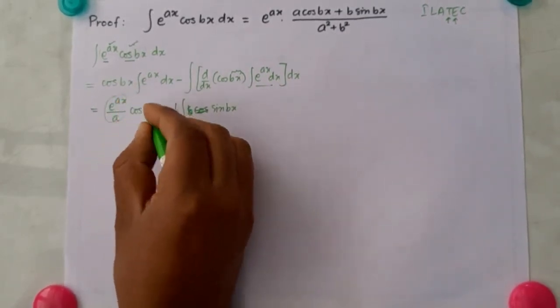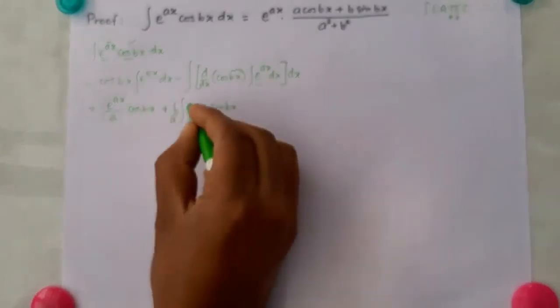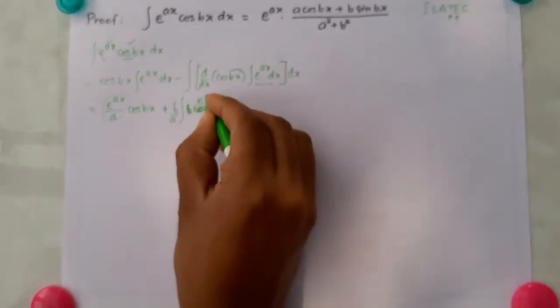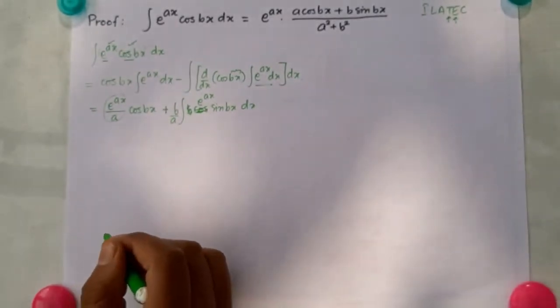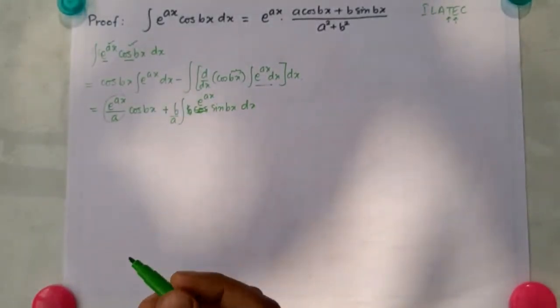This is this much, isn't it? So that's why this a can be kept outside. So we have e to the power ax into sine bx, and we have got dx also. Okay, now let's simplify this further.